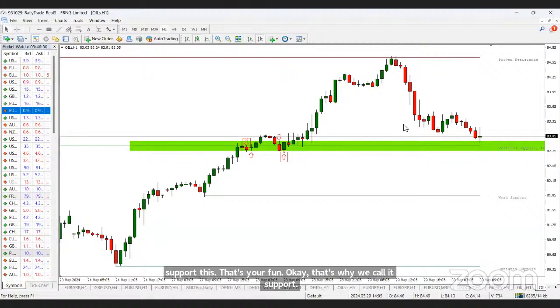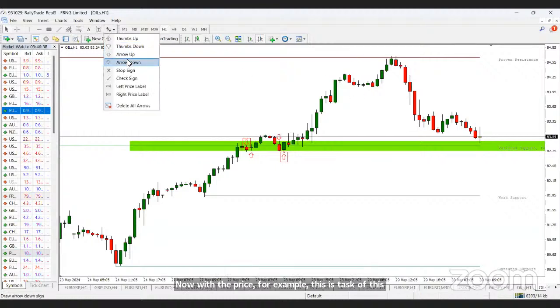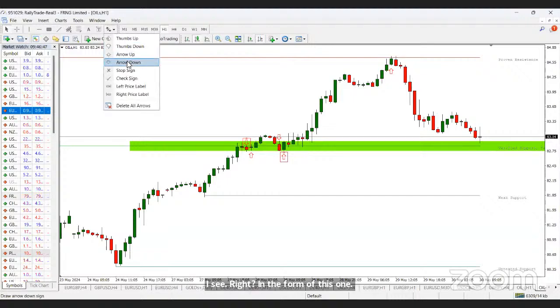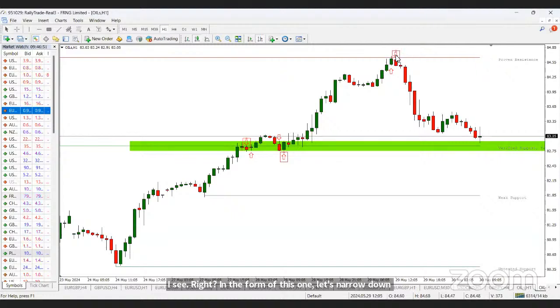Resistance is an area on the chart that rejects price from pushing to the upside. Now, when the price, for example in this instance on the screen you're looking at, attempted to push to the upside here, can you see it? The rejection came immediately, right? In the form of this one. Let's arrow down this one, and of course it pushes the price down. That's a strong rejection. Okay, it says no, do not go up. Of course, the price is currently going down.